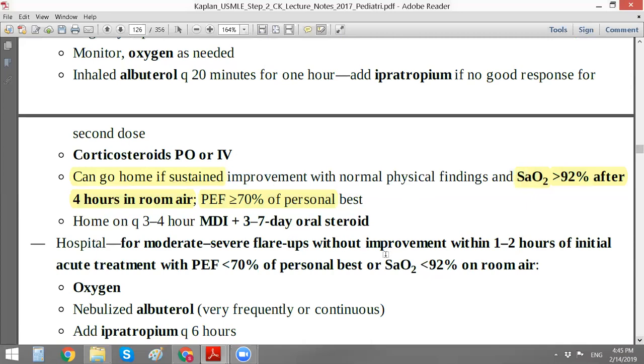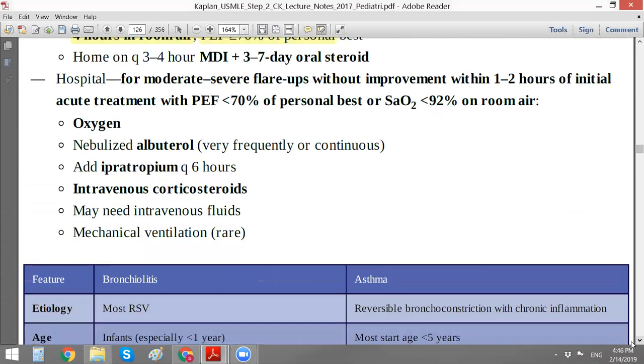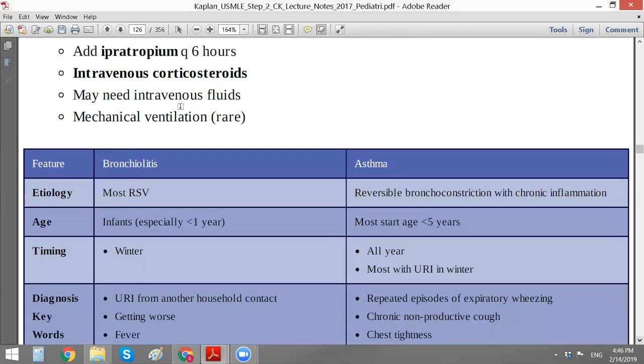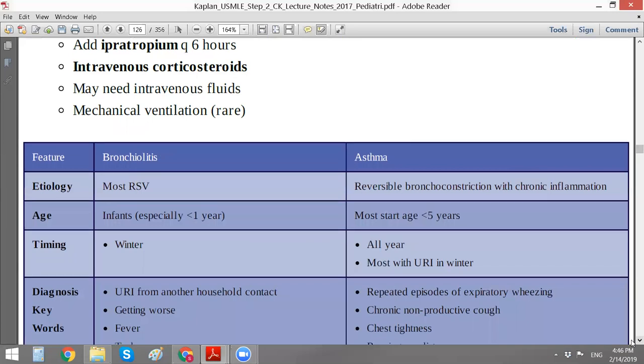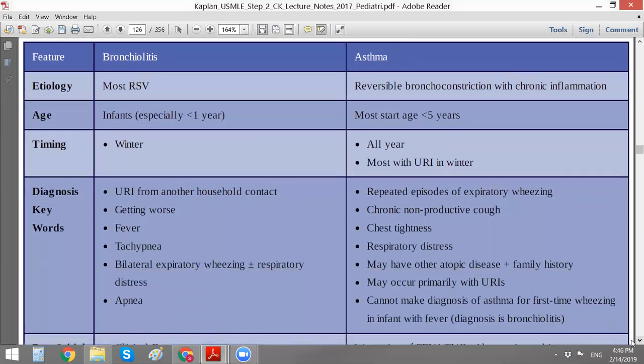For a moderate to severe flare-up without improvement within 1 to 2 hours of initial acute treatment, and PEF less than 70%, you give oxygen, nebulized albuterol, add ipratropium every 6 hours, and IV steroids. We need IV fluids. Mechanical ventilation is needed only when there is a silent chest or acidosis and all that stuff, or the respiratory rate is extremely high.